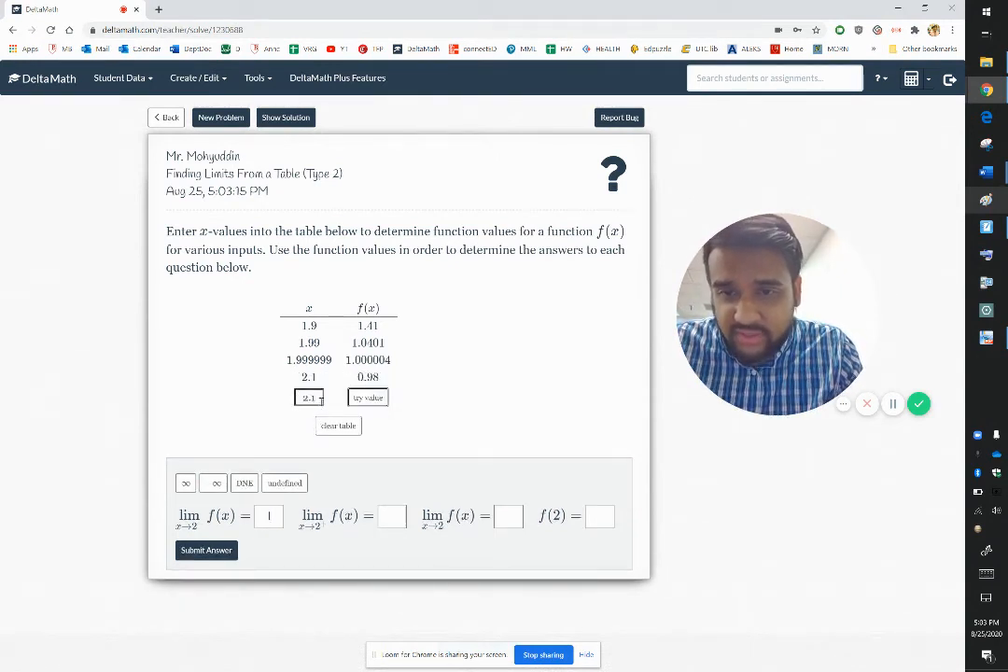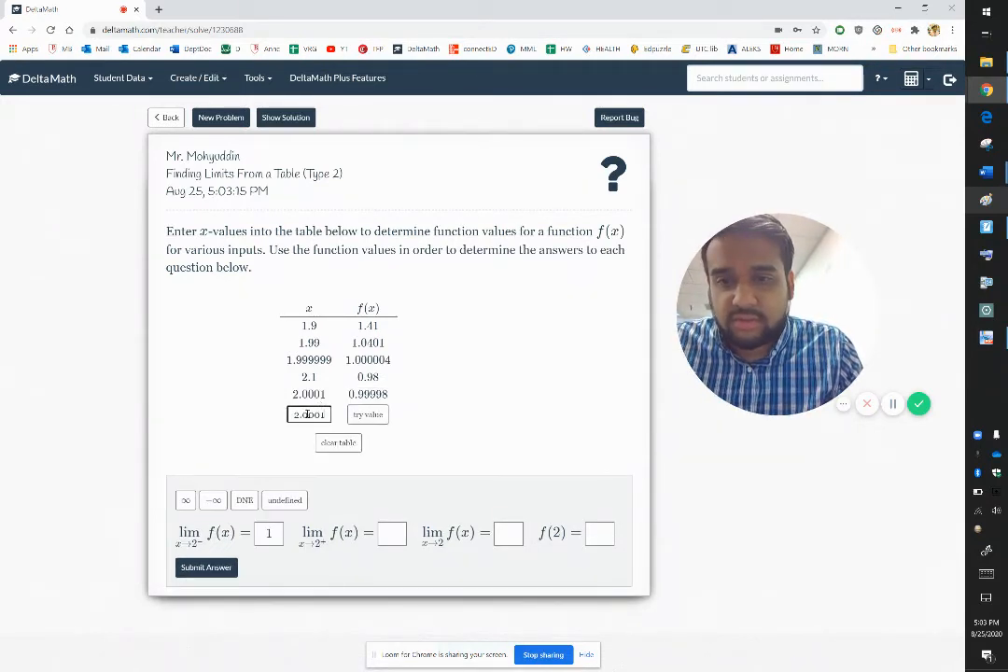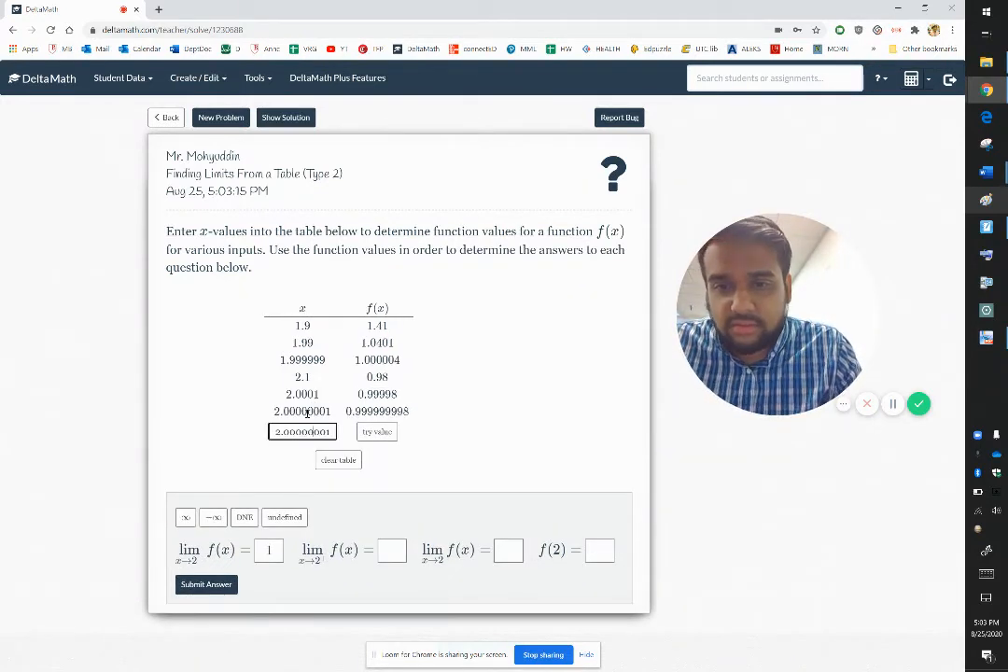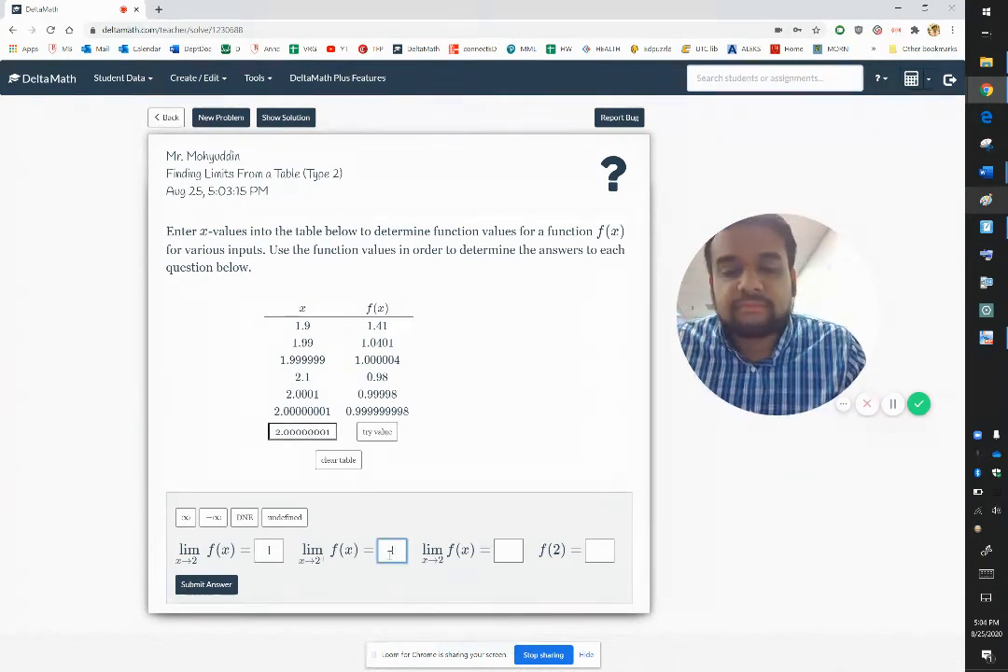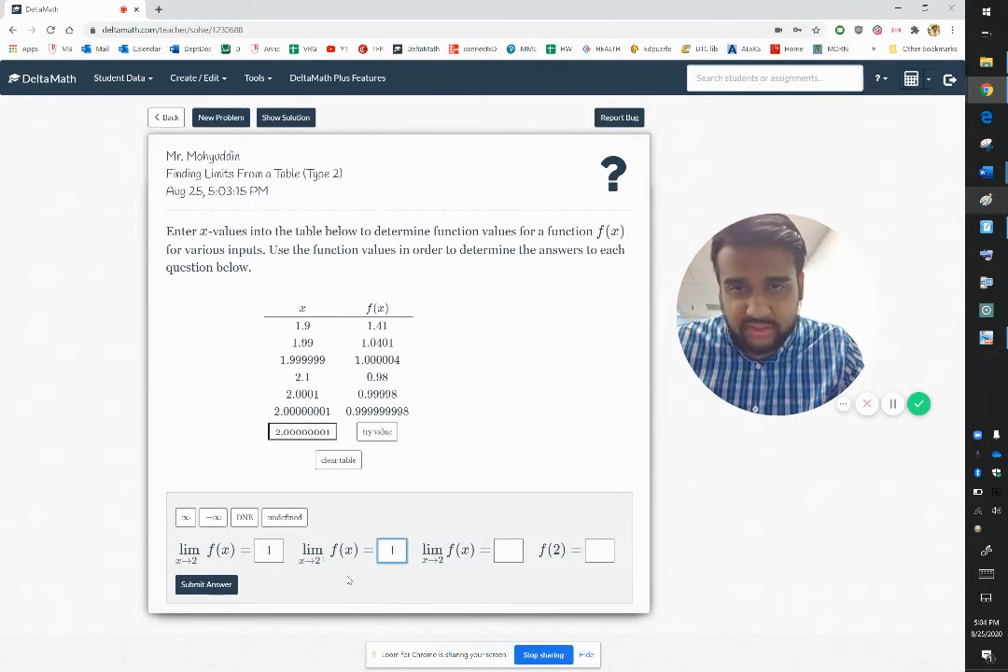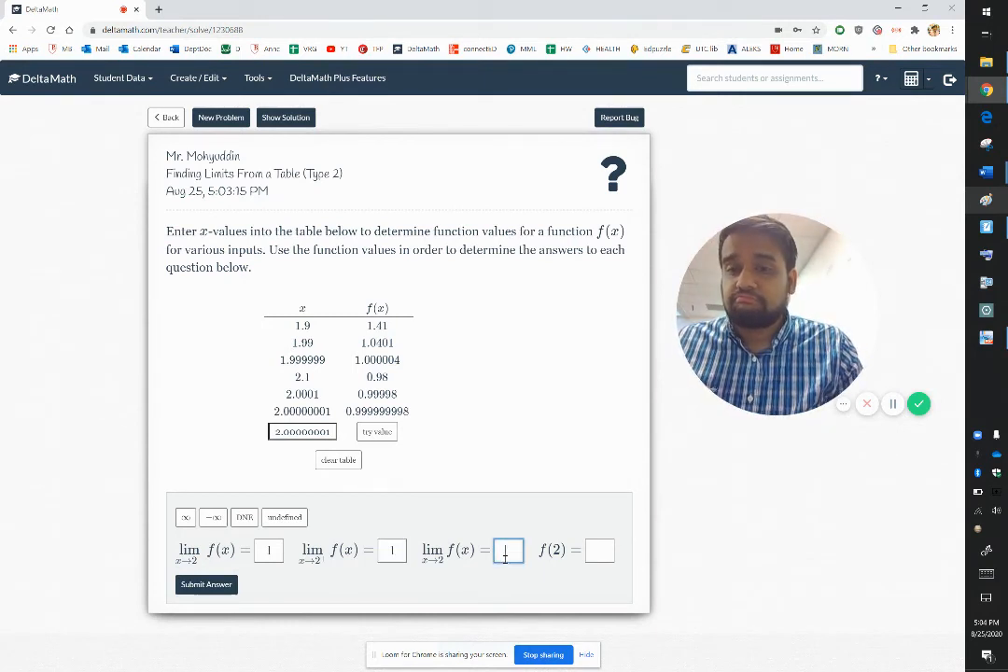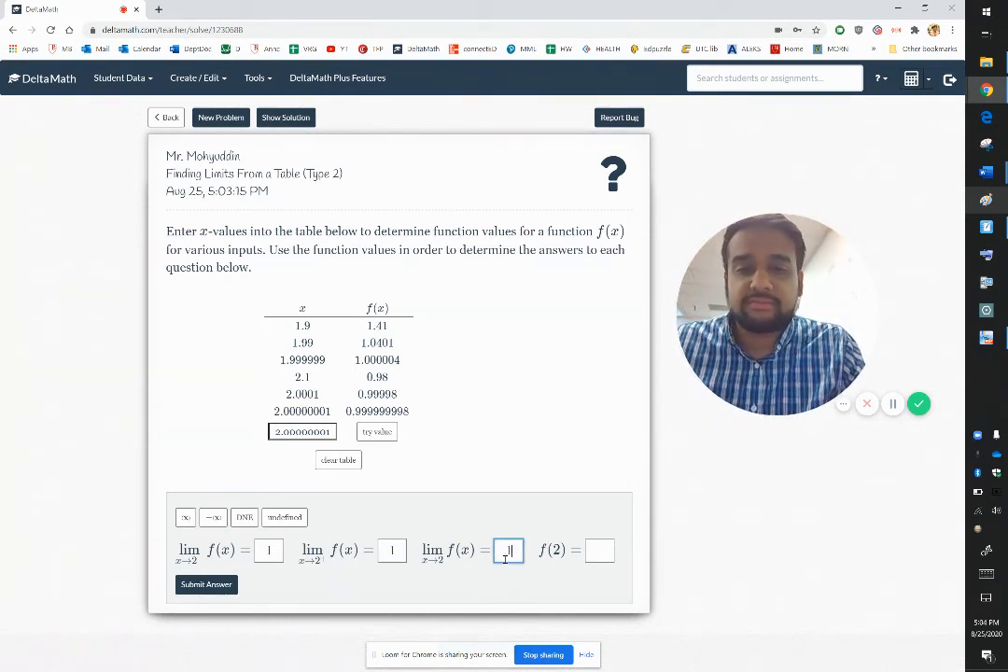Interesting. 0.98, 2.001. I'm getting very close to 1 as well. 0.999998 is basically 1. So from the left, we got 1. That's the first blank. From the right, we got 1. That's the second blank. So as we approach 2, not from the left or right, we get 1.